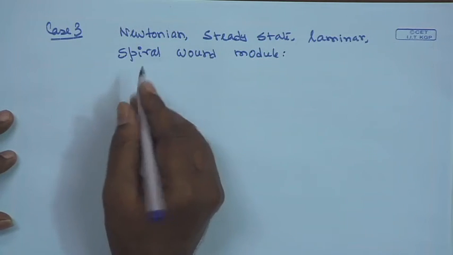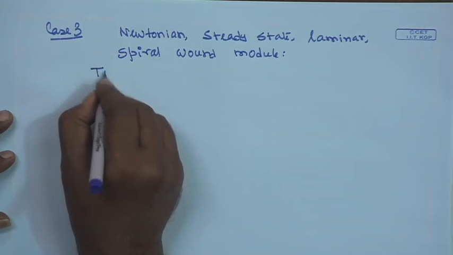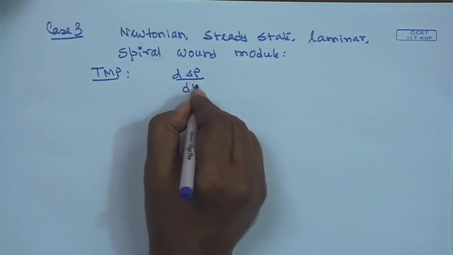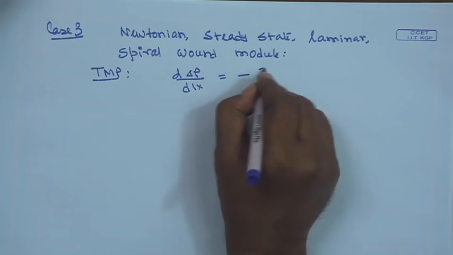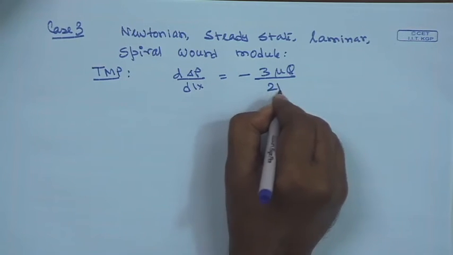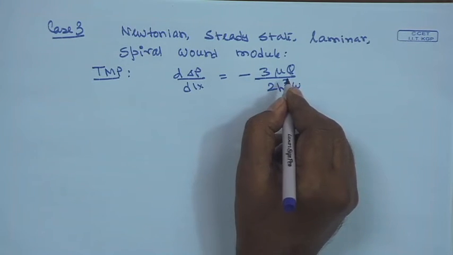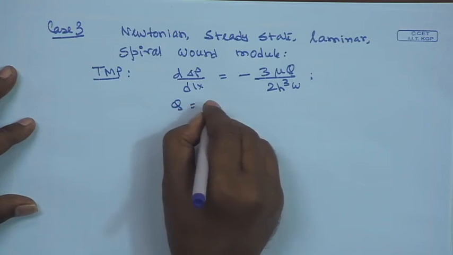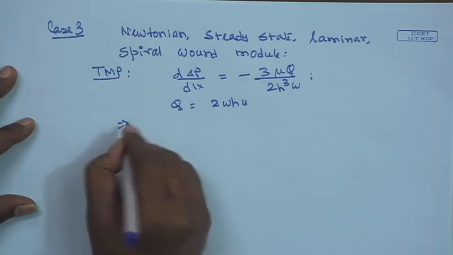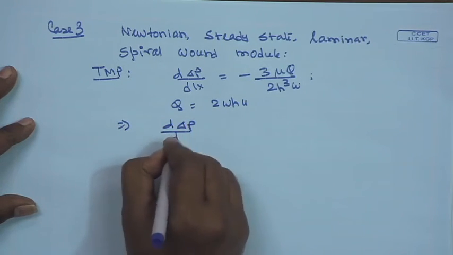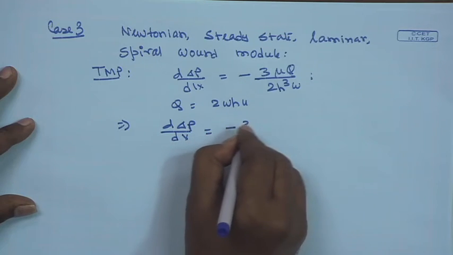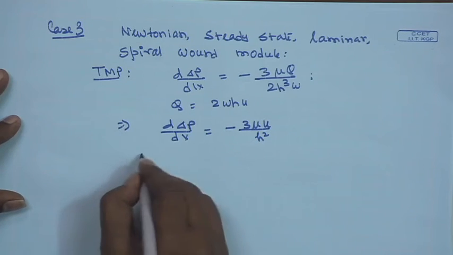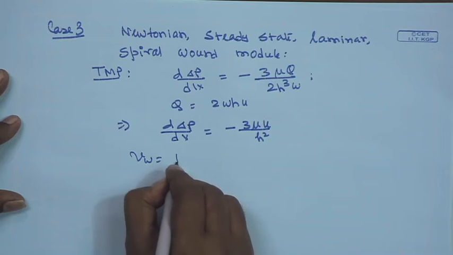Okay. So, the governing equation of transmembrane pressure drop remains the same. So, it becomes d delta p dx is equal to minus 3 mu q divided by 2 h cube w, and by putting q is equal to 2 w h u, this can be expressed in terms of velocity. So, d delta p dx becomes now minus 3 mu u divided by h square.